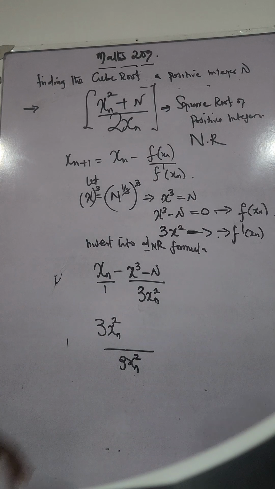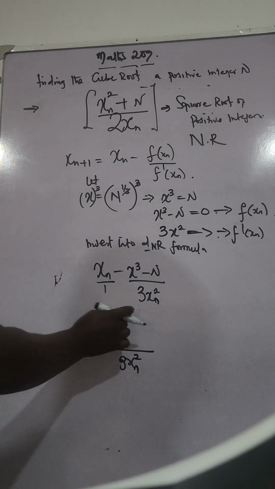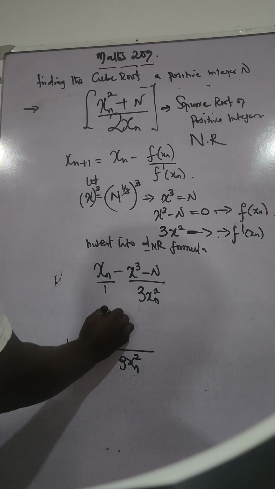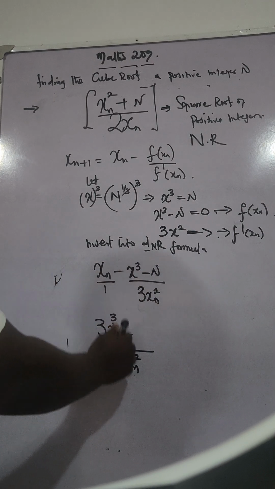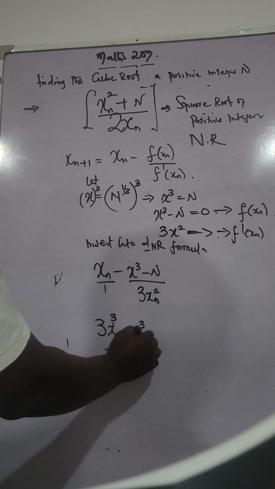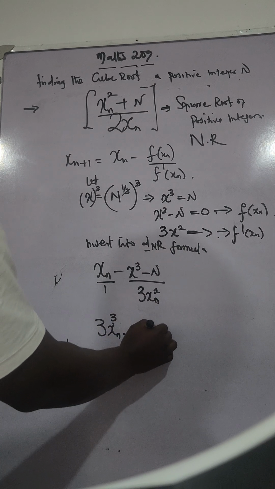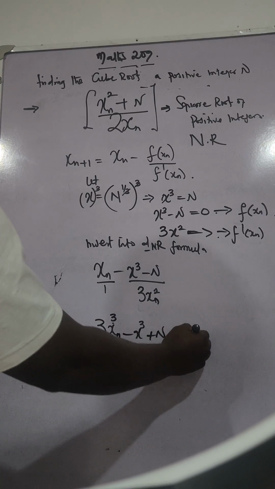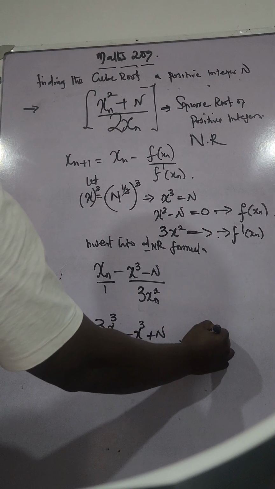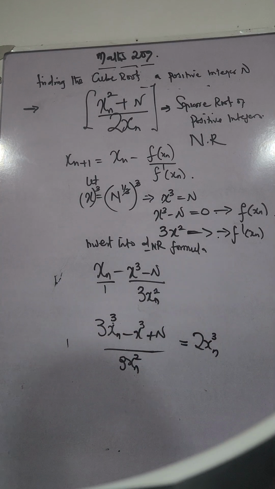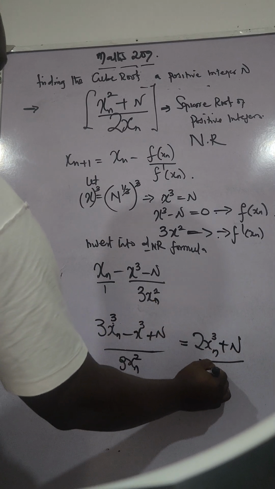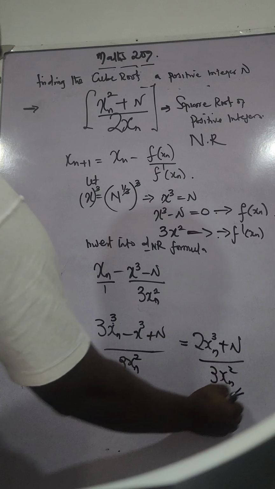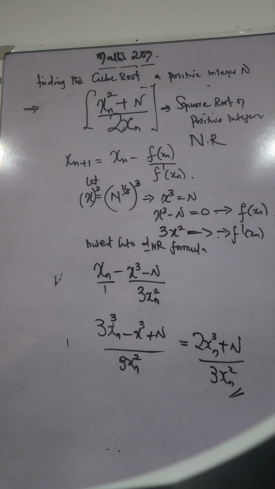We have 3x_n squared. Multiplied by this, you have 3x_n cubed. Minus, right? How many times will this go in this? We have 1 multiplied by whatever is there, x_n plus n. So this is 2x_n cubed, right? 2x_n cubed plus n divided by 3x_n squared. So that is the formula for finding the positive cube root.